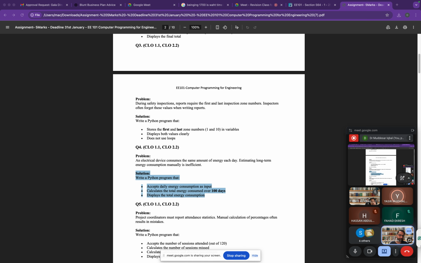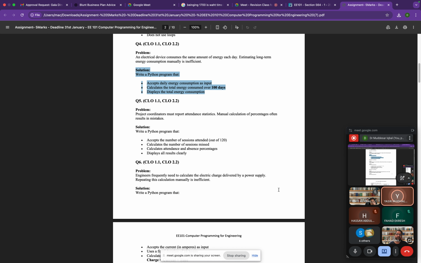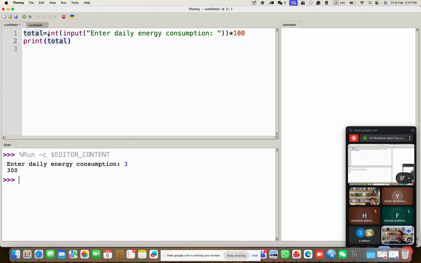So the first step is accept daily energy consumption. If he says create a variable, then I will cancel the first line. That's a very intelligent thing to say. Yasser, absolutely right. If I say create a variable and save in it, then this answer is wrong. You have to create a variable a and save into it, and then you say total is equal to a times 100. You are absolutely right, Yasser.